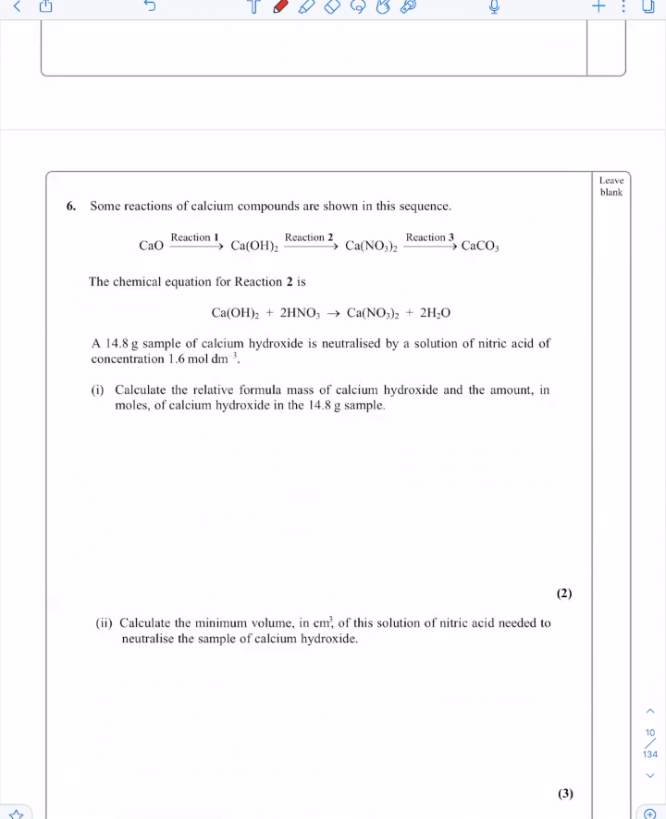Question 6. Some reactions of calcium compounds are shown in the sequence. The chemical equation for reaction number 2 is calcium hydroxide plus nitric acid gives calcium nitrate plus water. A 14.8 gram sample of calcium hydroxide is neutralized by a solution of nitric acid of concentration 1.6 mole per cubic decimeter.